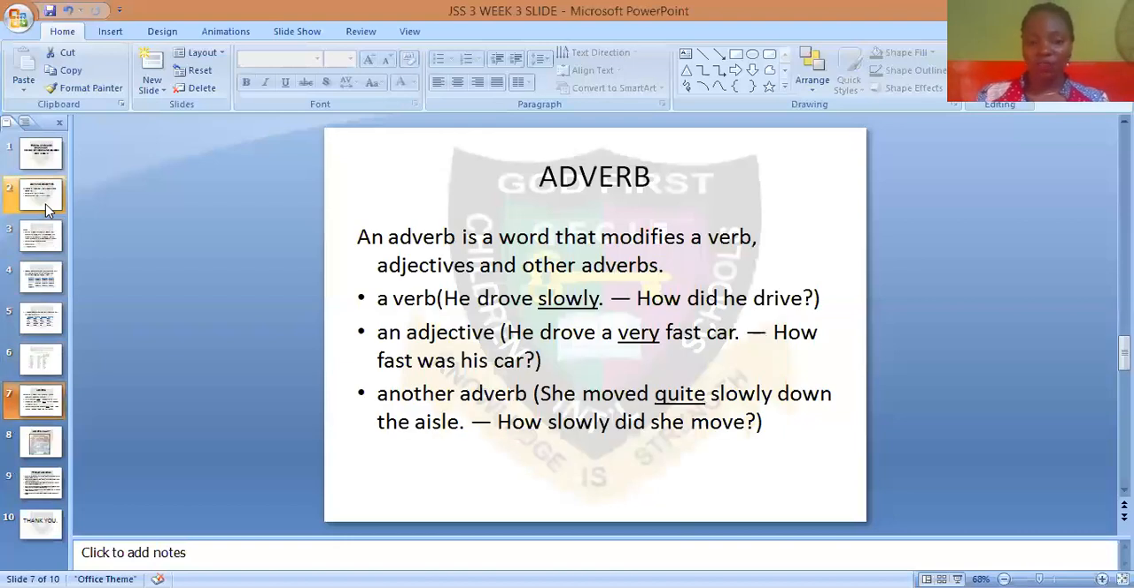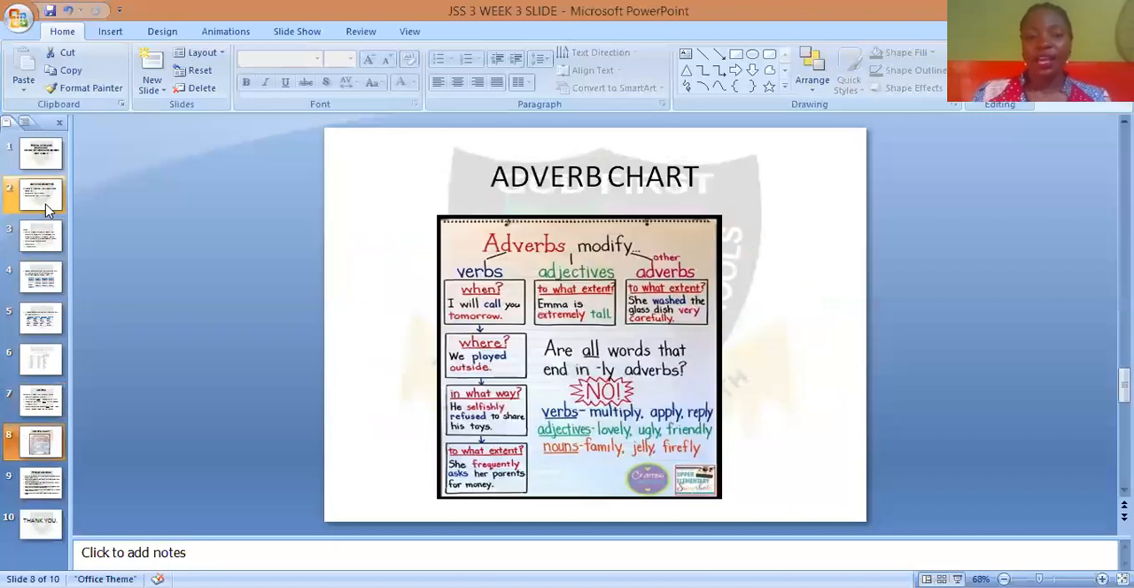We also talked about what an adverb is. An adverb is a word that modifies a verb, an adjective, and other adverbs. I gave examples of an adverb modifying a verb: he drove slowly. How did he drive? An adjective: he drove a very fast car. How fast was his car? Another adverb: she moved quite slowly down the hall. How slowly did she move? An adverb chart: adverb modifying verbs, adverb modifying adjectives, adverb modifying other adverbs.